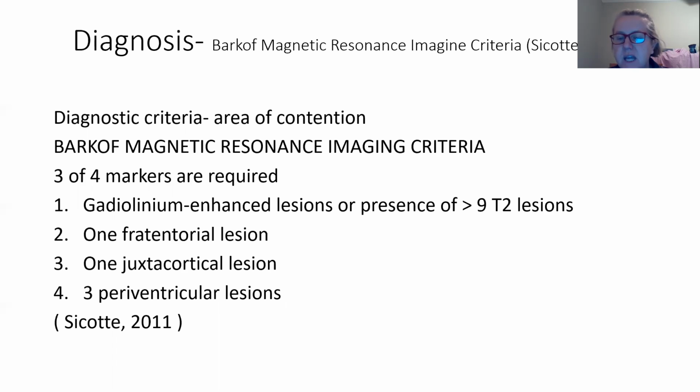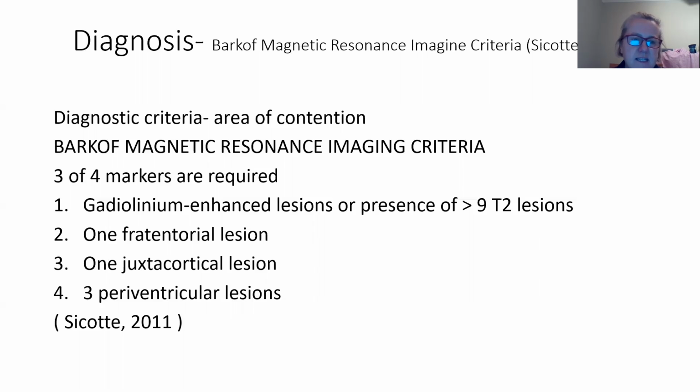In terms of diagnosing MS, a number of criteria have been devised in the past 25 years, and it has been an area of contention. This is a simplified diagnostic criteria, and it's called the Barkhof magnetic resonance imaging criteria. It can be found in Sakoti, 2011. So to be diagnosed using this criteria, you need to have 3 of the 4 following markers.